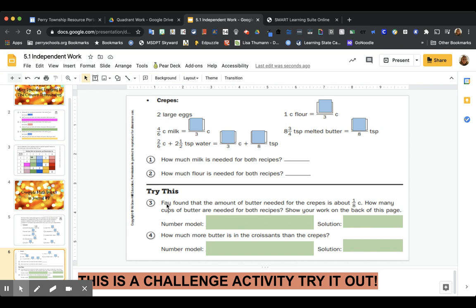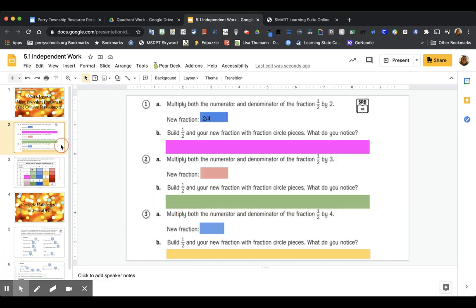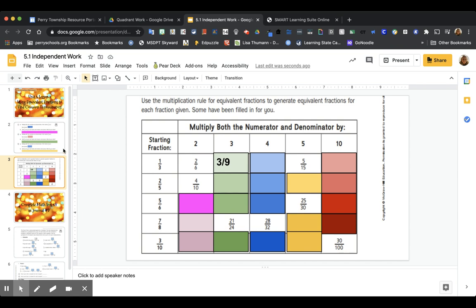And you'll finish that on slide 2. You'll answer 1 and 2. And then also you have questions 3 and 4. Again, that's a try this. Again, slides 5 and 6 are a challenge activity to try out. 2 and 3 are a must do. All right.